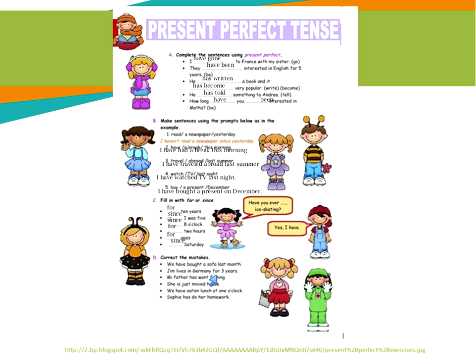I have lived for 3 years. Has gone. The participle is bad. She has just. We have to use the auxiliary. We have eaten lunch at 1 o'clock. We had lunch. 1 o'clock is a specific moment. We don't use that with the present perfect. Sophie has done her homework.